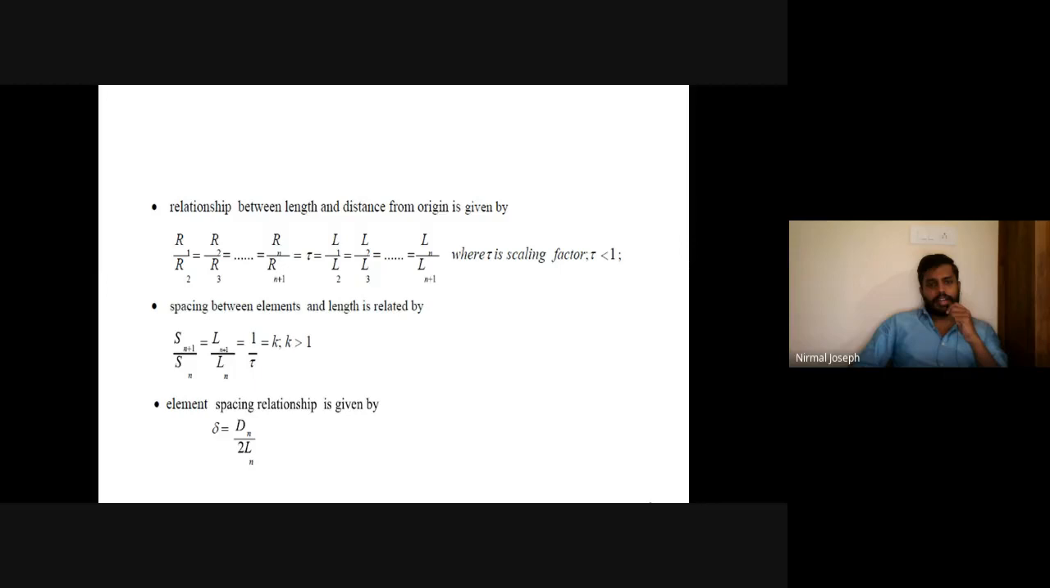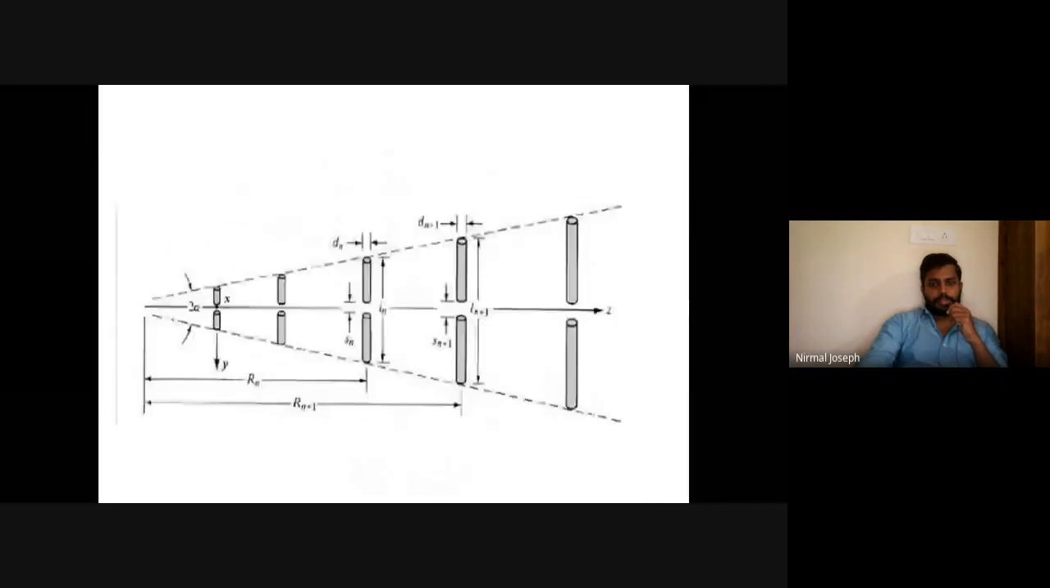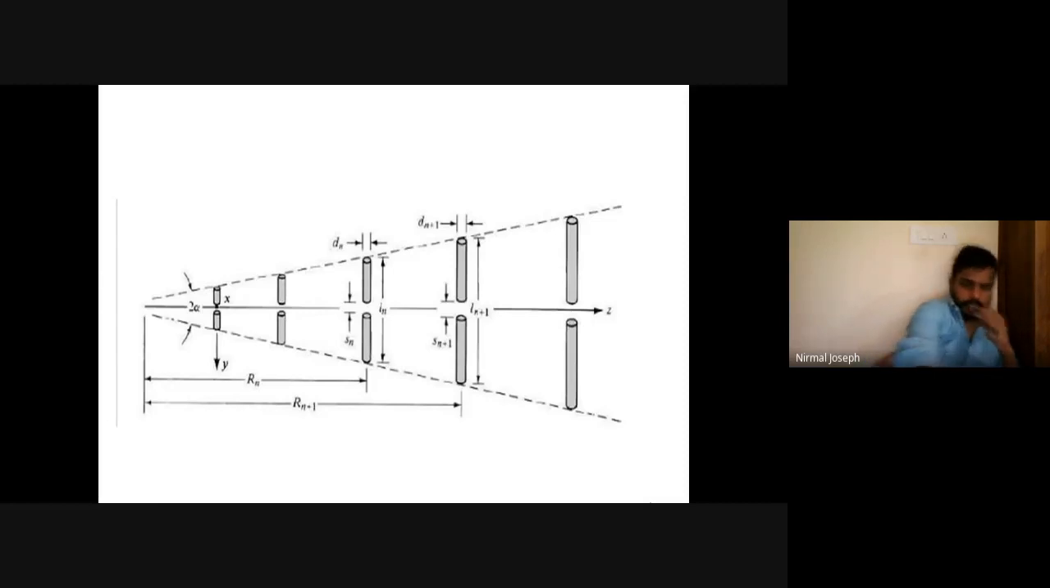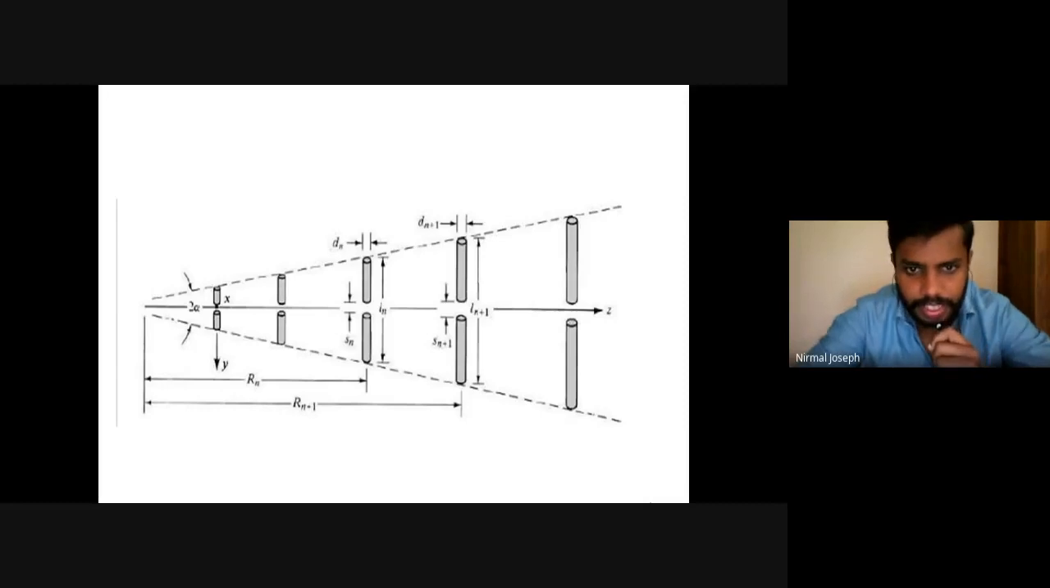Again, this tau is equal to L1 by L2, L2 by L3, etc., up to Ln by Ln minus 1. Okay. So, what is that Ln? Ln is the total length. You can see from this diagram, Ln is the length of nth element.